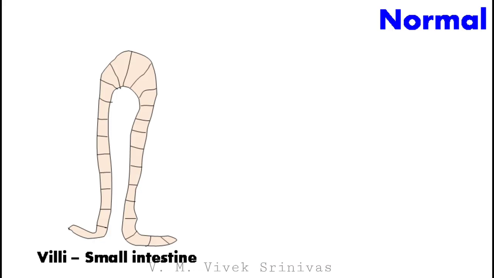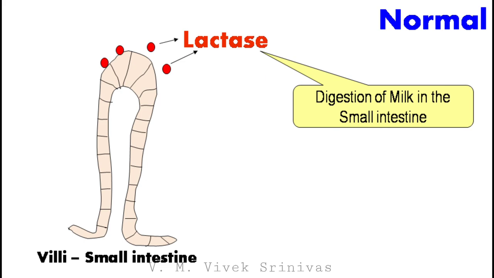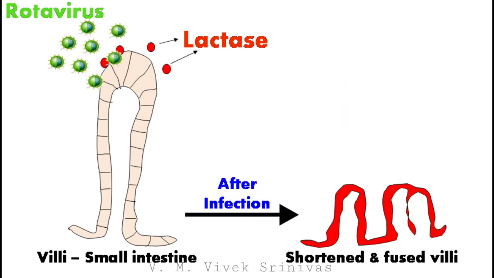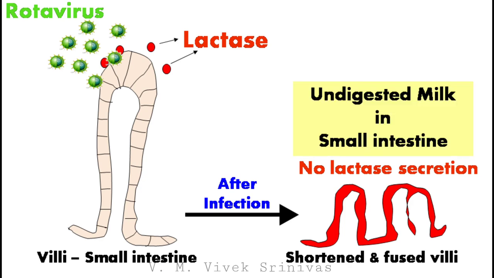Normally, the villi of the small intestine secrete lactase, which helps in the digestion of milk in the small intestine. But due to rotaviral infection of the villi, there will be shortening and fusion of villi. These structural and functional changes in the villi lack lactase secretion. That will lead to milk intolerance due to lactase deficiency, that is, undigested milk in the small intestine.